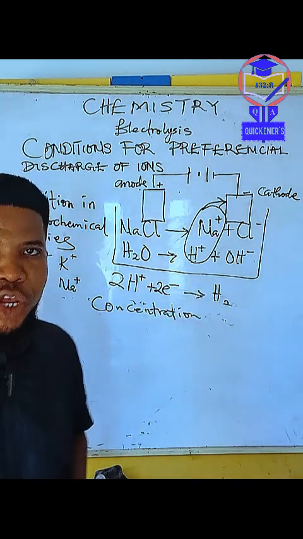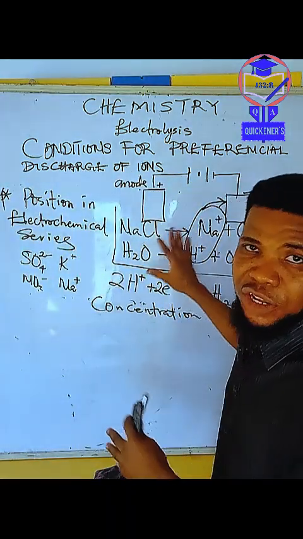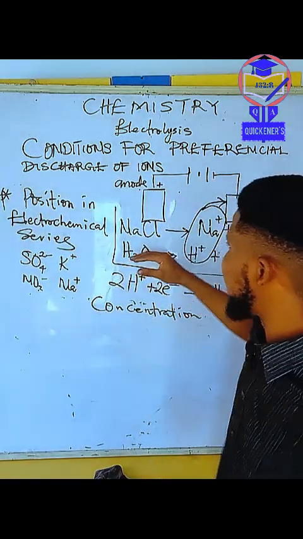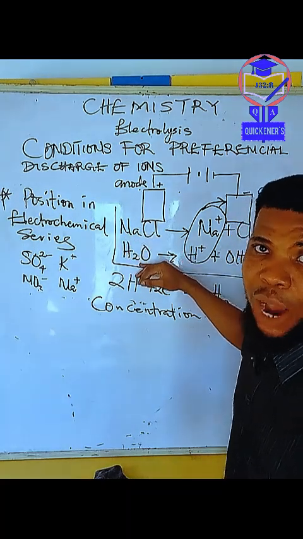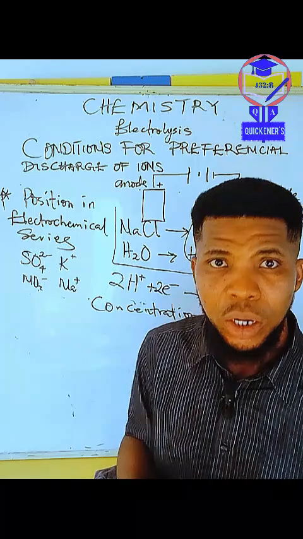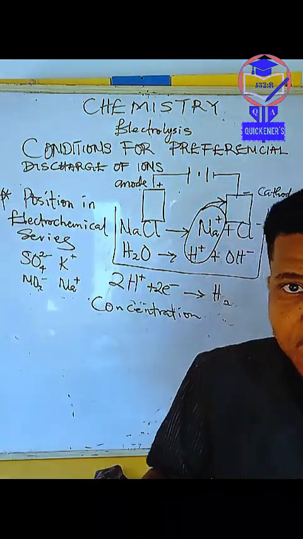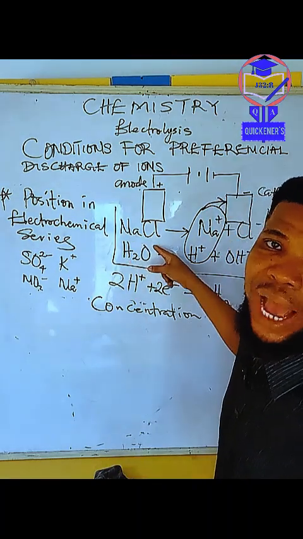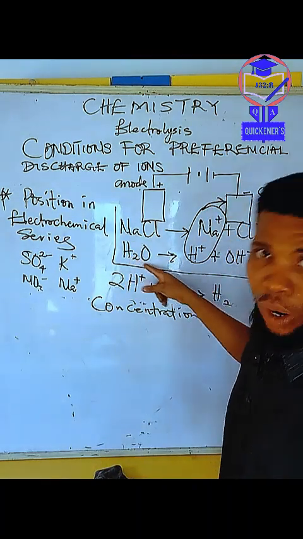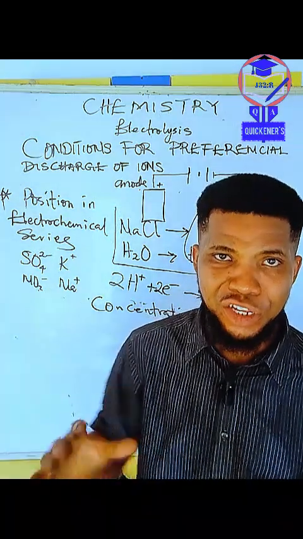So, the concentration of the ion. If you have a chemical system, like sodium chloride and water, and one of the species is more concentrated than the other, it also plays a huge role in which one will be discharged. So if we have more sodium chloride than water, then the concentration will have an effect on the discharge.